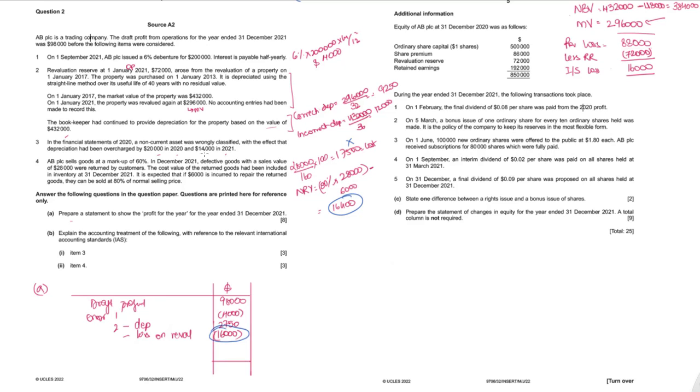But the 14,000 is depreciation of the current year, and we are preparing the income statement of the current year itself. So for error number 3, we can add back the depreciation because depreciation is overcharged. So plus 14,000. One second. Let me make this a little clear.